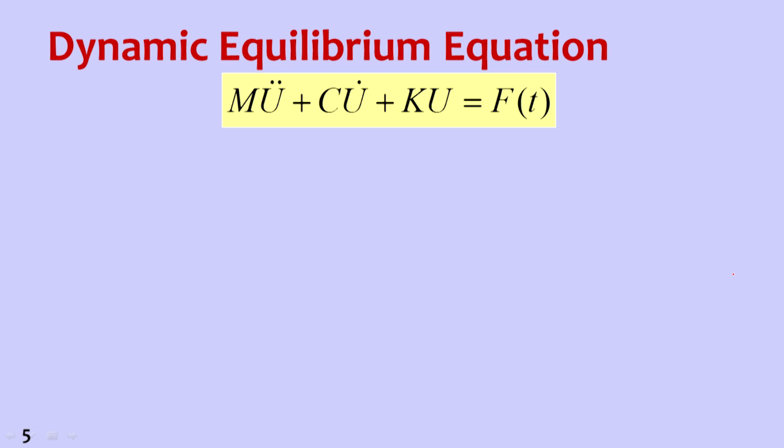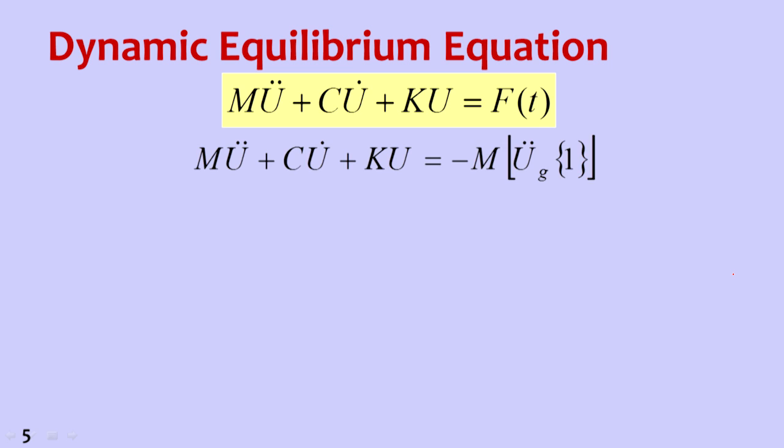M u double dot plus c u dot plus k u is equal to the applied force. This applied force, in terms of earthquake actions, we use as m ug double dot. When ug double dot is available, we do time history analysis. And if the spectrum of this ug double dot acceleration is available, then we go for response spectrum analysis.